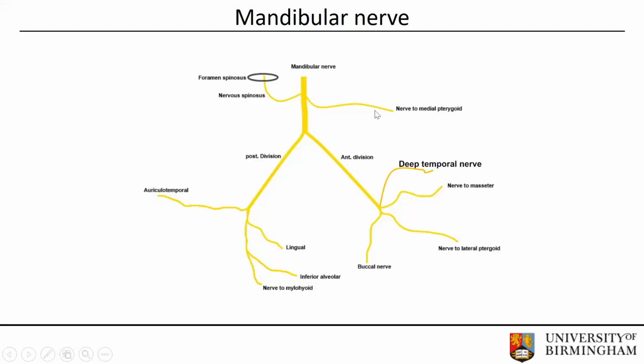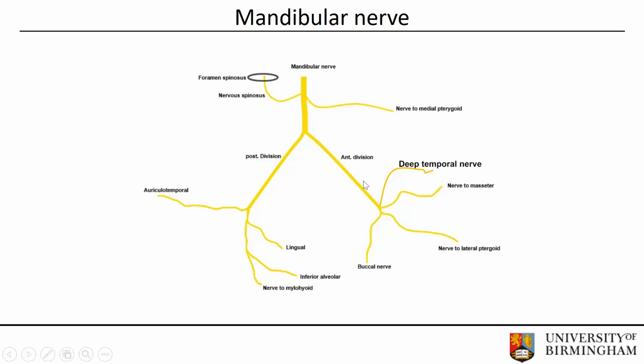It gives two branches. First, the sensory one, which is this one, the meningeal branch, or nervus spinosus, which will enter through the foramen spinosum. And it also gives a motor branch, which is this one, the nerve to the medial pterygoid. Then it gives the anterior and the posterior divisions that we have just seen before, and each division gives four branches.